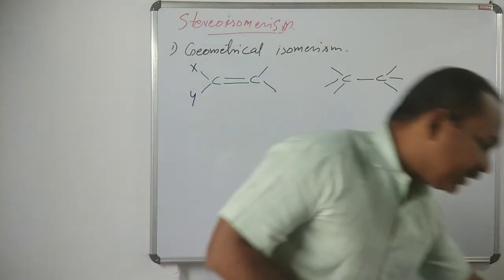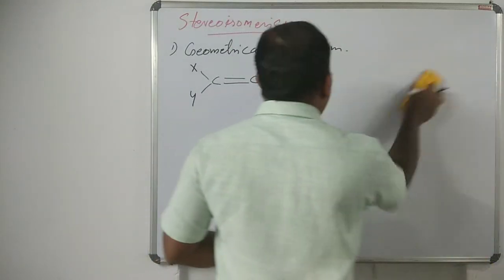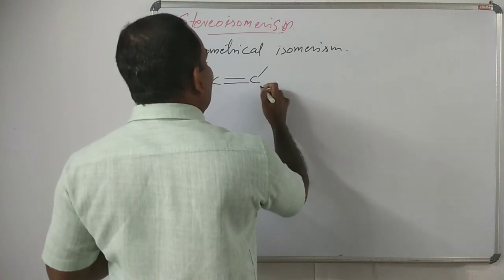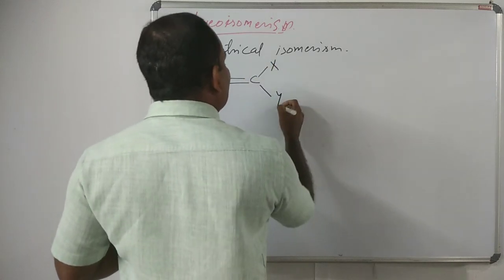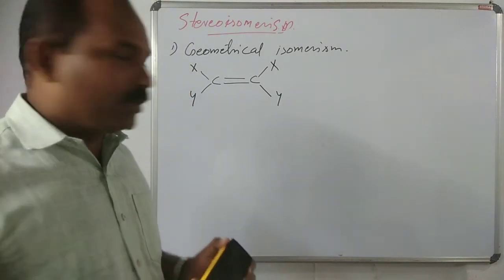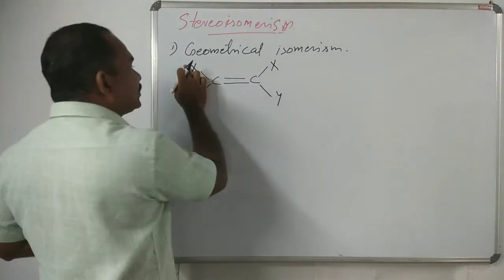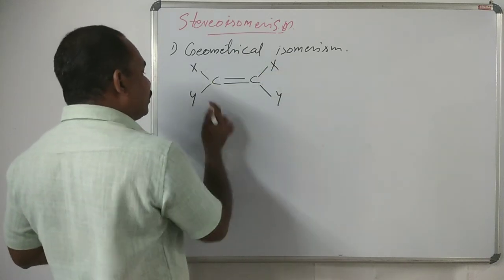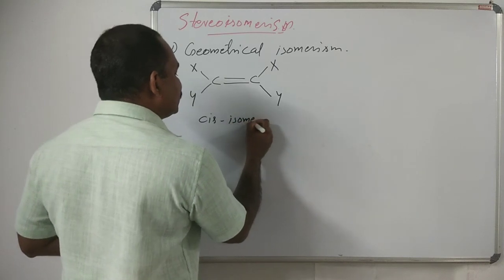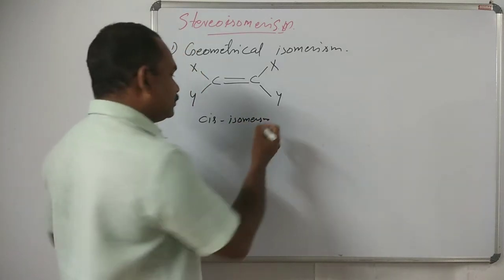Okay, one atom is X and the other atom is Y. Here also, the second carbon contains an X atom and a Y atom, or group. So here the same groups are on the same side of the double bond. Such isomers are called cis isomers. Very simple concept.